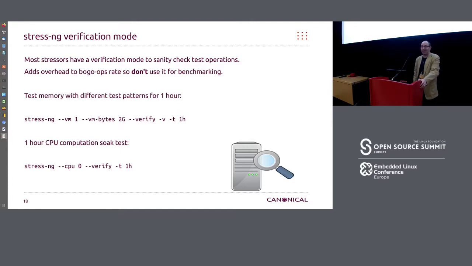Or if you're doing a Queens search, it'll make sure that's been computed correctly. Or if you're doing lots of floating point double arithmetic, at the end it'll look at the result and say, yeah, that's what I expect. But having the verify mode on costs time because it has to do sanity checking. So do not use the verify option when you're doing benchmarking because it'll just skew the results.